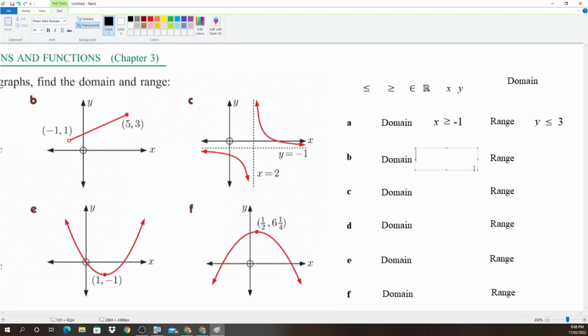Okay, domain is x is between the two values. The -1 is not included. That's easier on the right. So -1 is not included. That's the wrong side. And this one is included. So I'll put the 5, and we'll copy out that symbol.